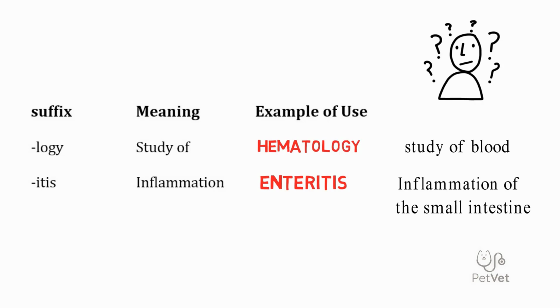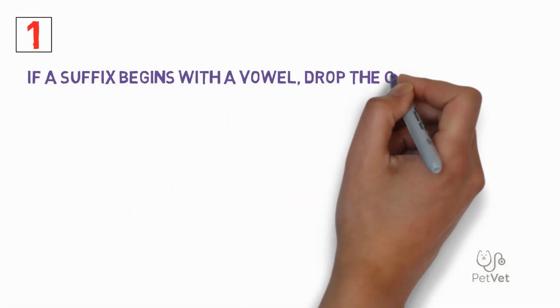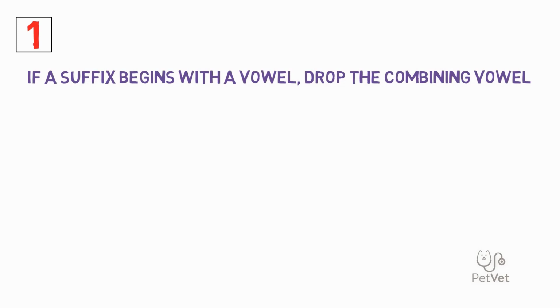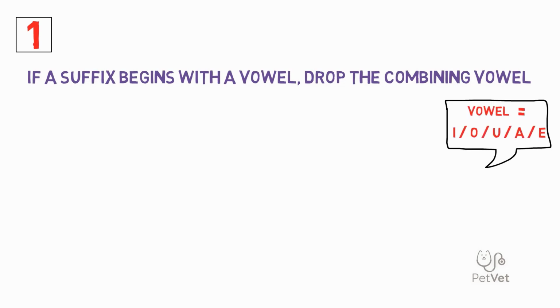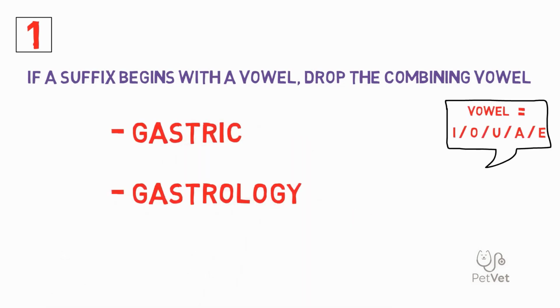To understand that, you must know the basic rules of building terms. There are 5 basic rules to medical terminology. If you can remember these rules, understanding the terms and their meanings will be much easier. Rule number 1: if a suffix begins with a vowel, drop the combining vowel. The following are 2 different examples to illustrate this rule.